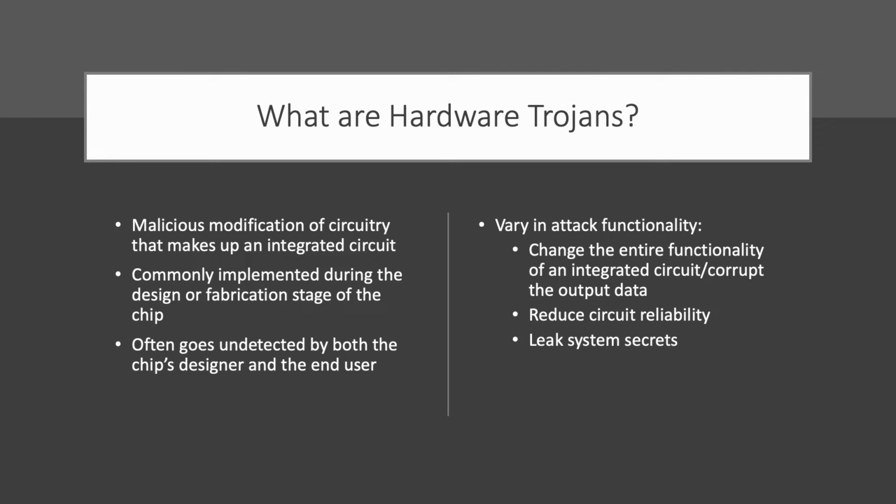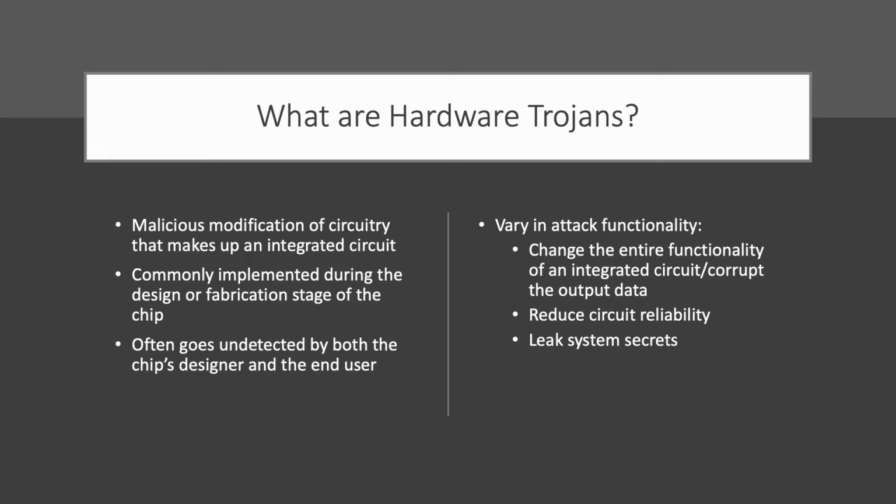What exactly are hardware Trojans? Hardware Trojans are malicious modifications made to the circuitry that makes up an integrated circuit chip. They can be implemented at any stage of the integrated circuit development cycle, but they are most commonly deployed during the design or the fabrication stages of the chip. Because of this, they can go undetected by both the designer and the end user if no tests are conducted on the final circuit, and the change that the Trojan makes is not easily observable.